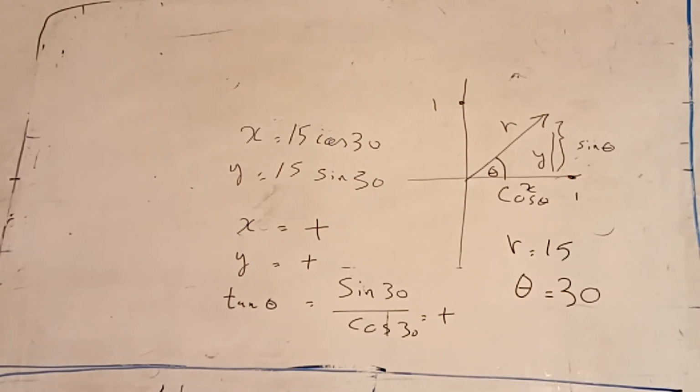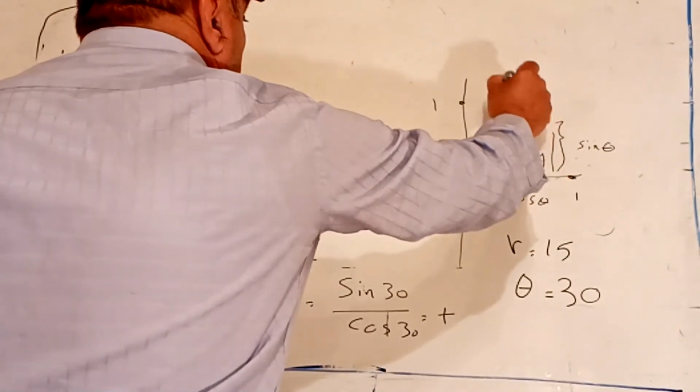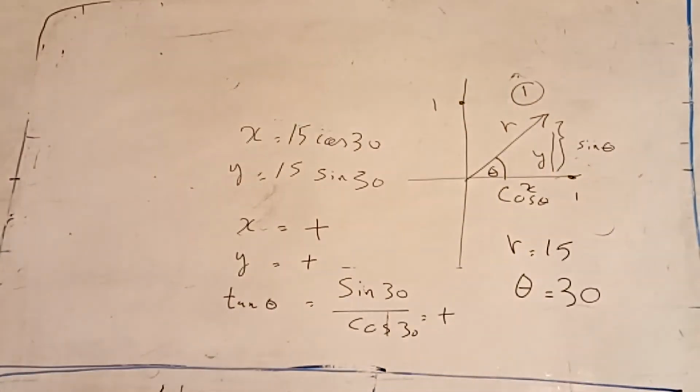We are on the first quarter. Now, if the hypotenuse R kept rotating, it will go to the second quarter. Take a look before I erase so I can go to the second quarter.